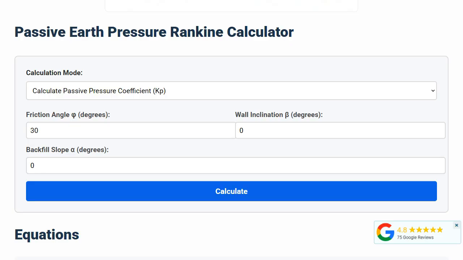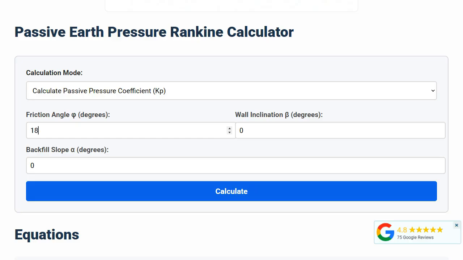To use this calculator, you'll need to enter several soil and geometry parameters. First, input the unit weight of the soil, typically measured in kilonewtons per cubic meter. For our example, we'll enter 18. Next, enter the internal friction angle of the soil in degrees. We'll use 30 degrees, which is common for medium-dense sand.